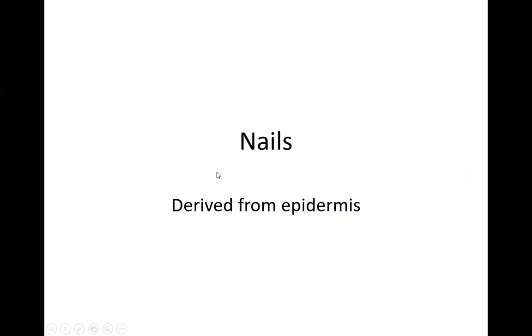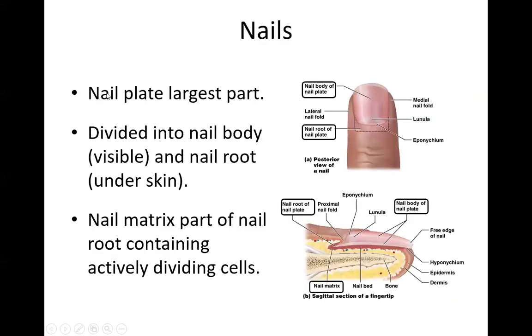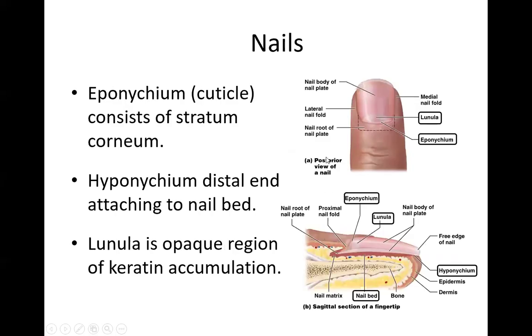The nails are derived from the epidermis. So the nail plate is the largest part. That's the nail plate. And this is the nail root. It is divided into the nail body that can be seen and the nail root that is lying underneath the skin. So the nail matrix, part of the nail root, contains actively dividing cells. These are the actively dividing parts of the nail.